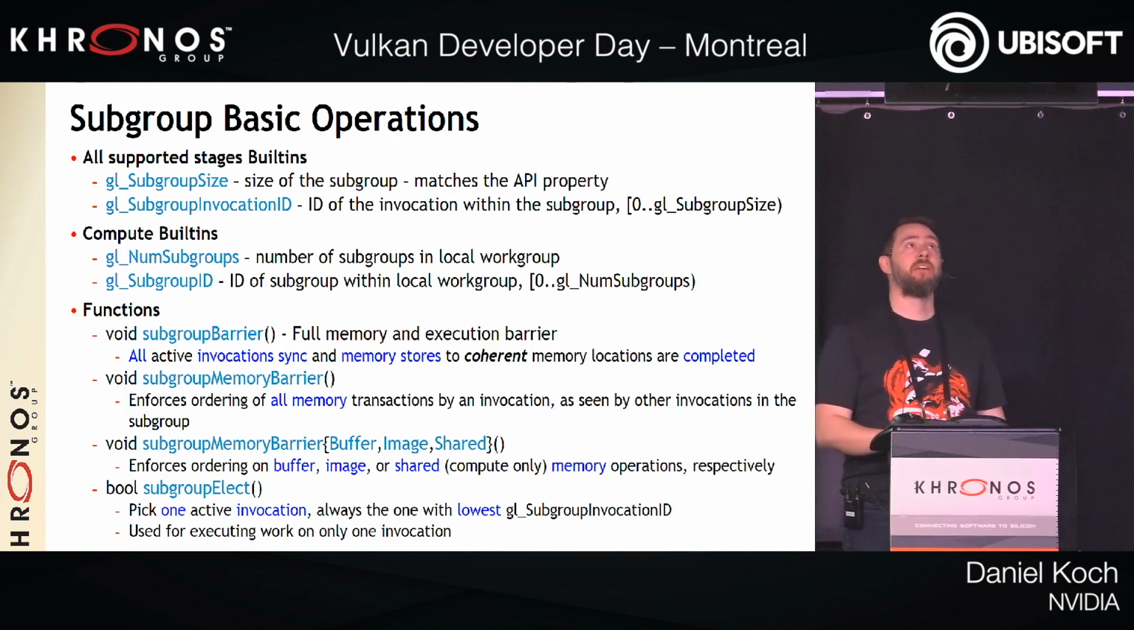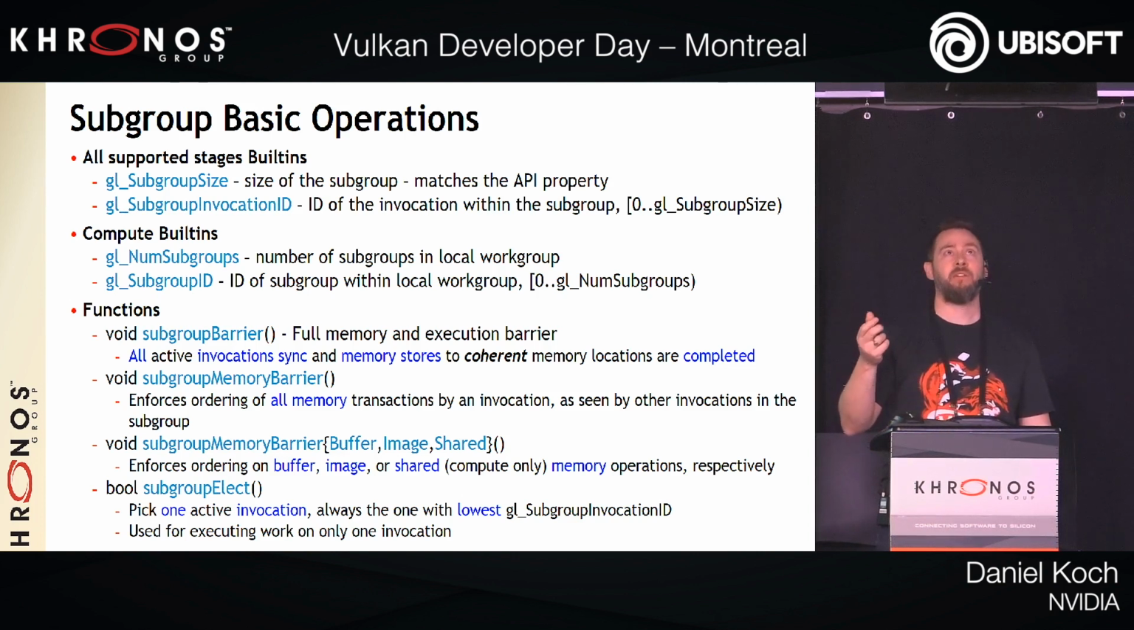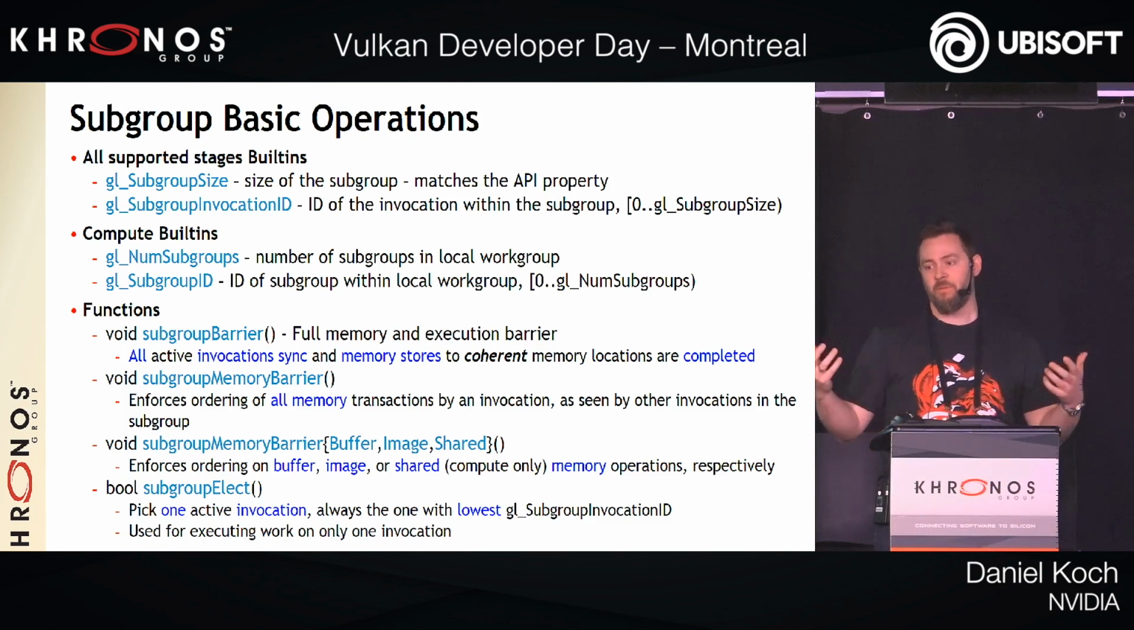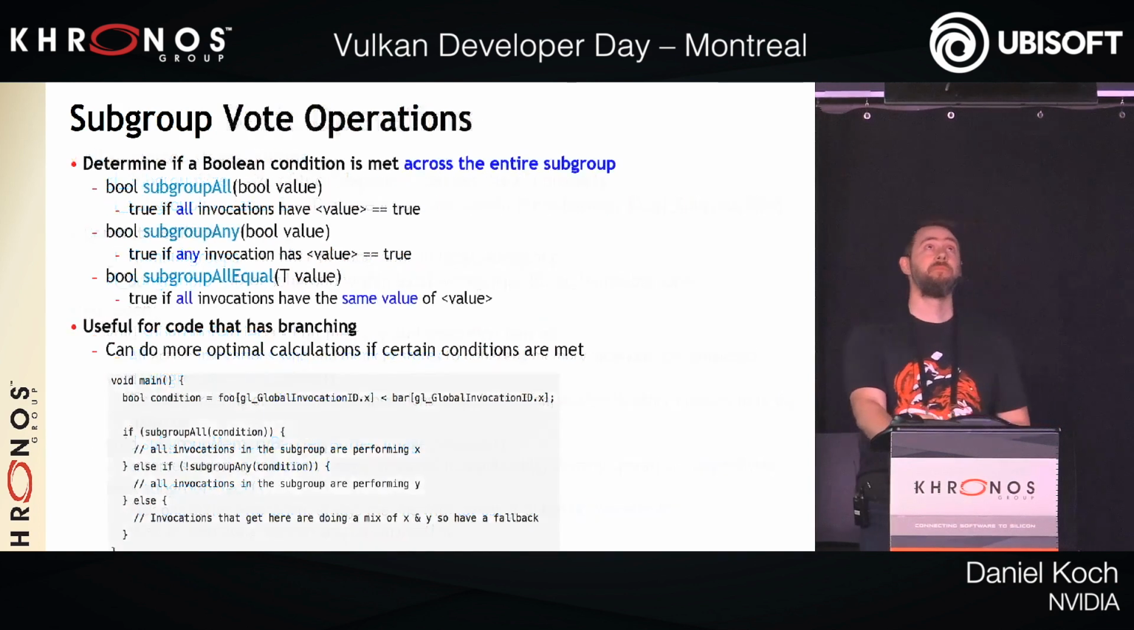And finally, there's subgroup elect. This basically says, pick me one invocation to go do a piece of work. It always picks the one with the lowest subgroup ID. This is usually used if all the invocations want to use the same calculation, for example, or if they want to load or store a result in a bigger piece of data. Instead of having every thread write out, you can just pick one thread to do that piece of work.